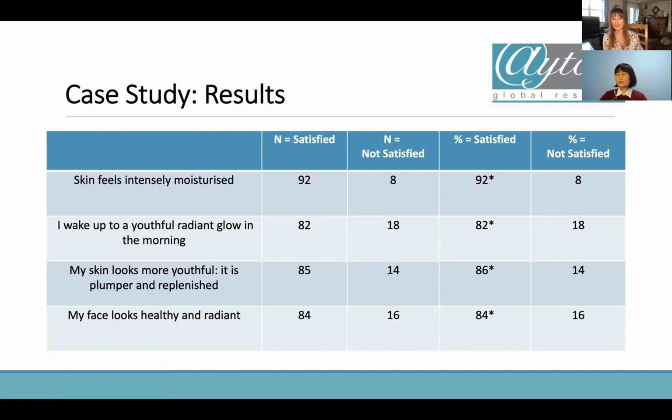So you can see for 92%, skin is intensely moisturized. 82% agree they've got a youthful, radiant glow. 86% agree their skin is plumper and replenished, and 84% say it's healthy and radiant. So all of these claims can now be used to advertise in China, and they've got the substantiation they need behind them. So they're not going to be misleading, and there's not going to be any penalties there.